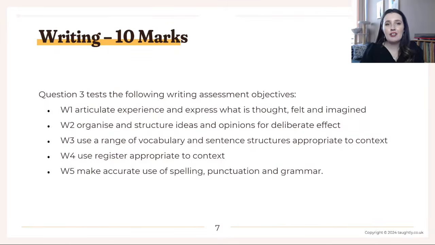Now we're focusing on report writing, of which you can get 10 marks, but you don't just get the 10 marks for being able to write a report, right? There are other things that are being assessed. So for example, being able to articulate your experiences and feelings and emotions, being able to paragraph and organise your ideas well, using a range of vocabulary and sentence structures, using accurate spelling, punctuation and grammar.